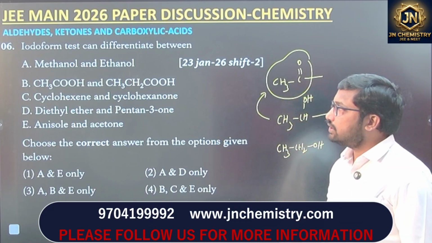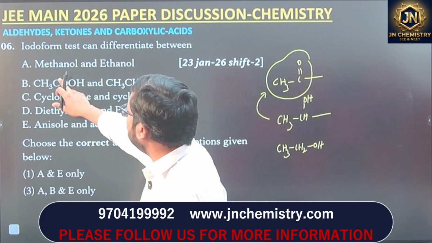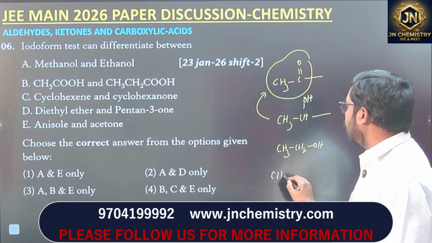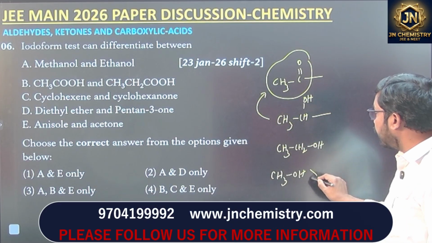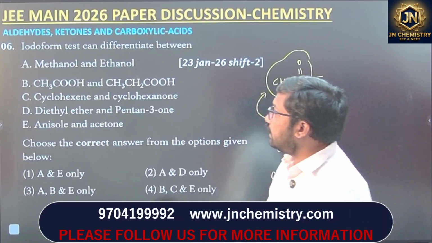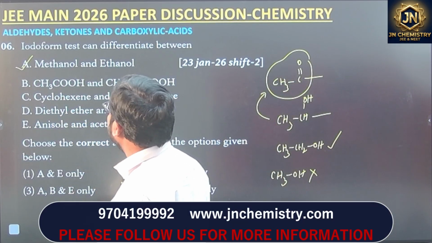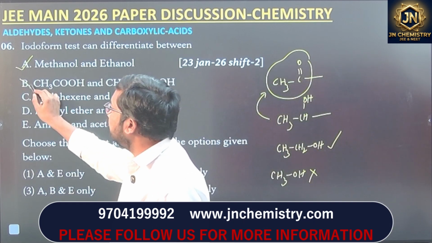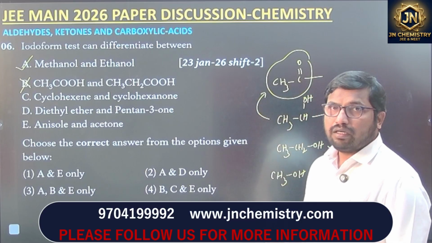So now we'll cross-check the options. Iodoform test differentiates between methanol and ethanol: CH3OH and ethanol, this won't give, this gives. Of course we can differentiate, so A we can differentiate. Acetic acid and propanoic acid, obviously we can't differentiate because the iodoform test won't be given by the acids.